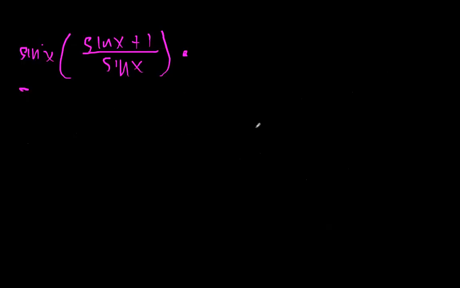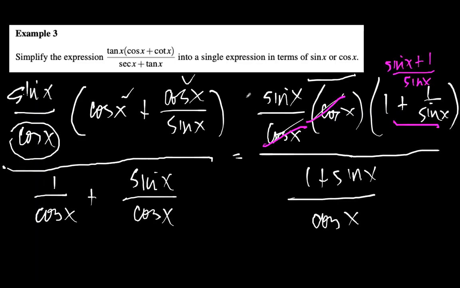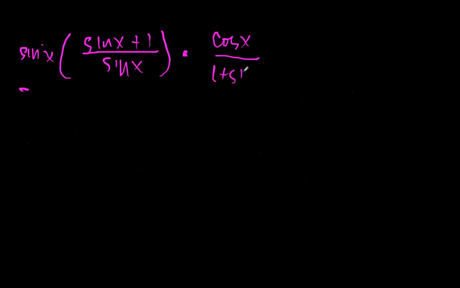So this becomes, what was it? Cosine x over, what was it? 1 plus sine x. 1 plus sine x. And this becomes, I can simplify, cancel. And I can also cancel this. So this becomes cosine x.